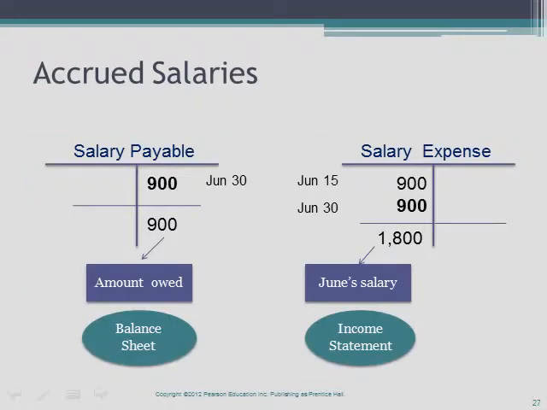After posting, the salary payable and salary expense accounts appear as follows. The accounts now hold all of the June salary information. Salary expense has a full month salary, and salary payable shows the amount owed at June 30th. All accrued expenses are recorded this way. Debit the expense and credit the liability.